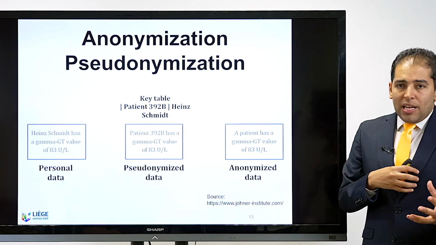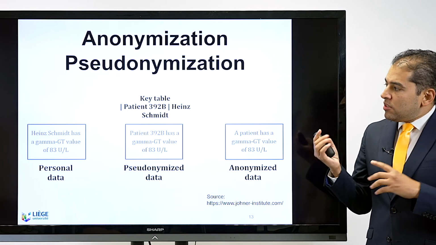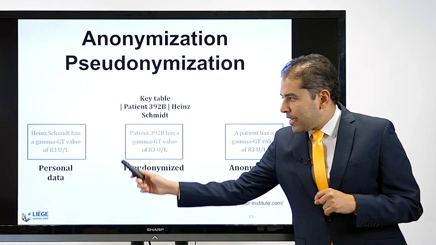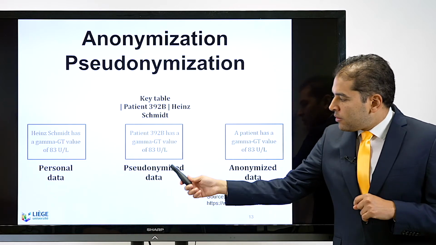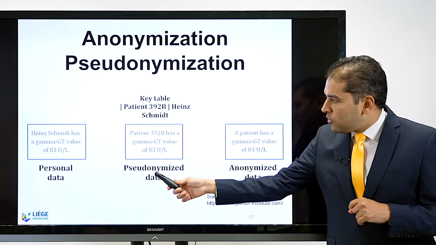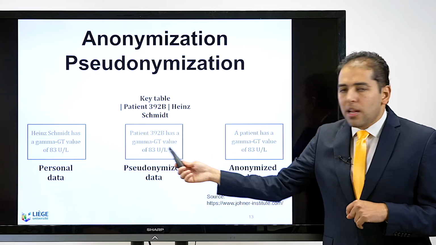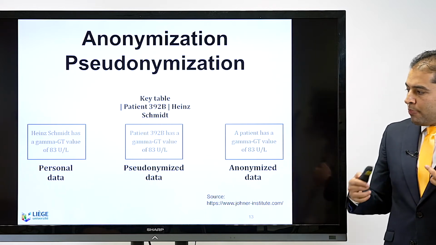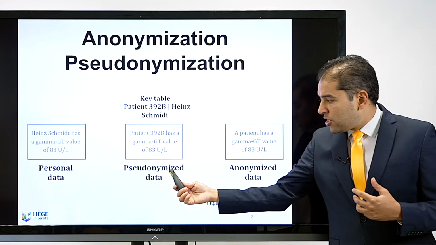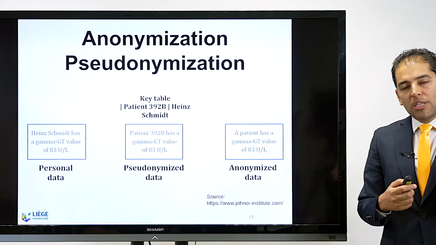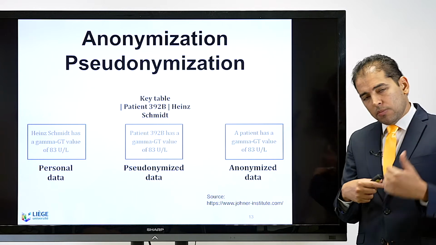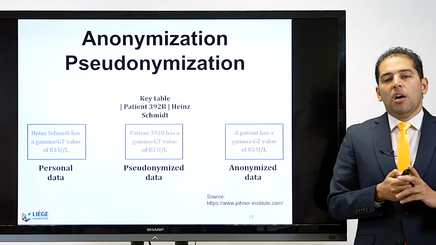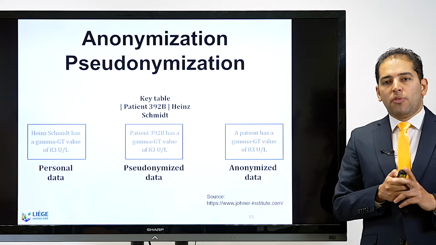Now, when we look at anonymization versus pseudonymization, they are not the same. You can see that on the left side I have personal data: Heinz Schmidt has a gamma GT value of, and then I pseudonymize the same data. I can have patient 392B has the same data. And if I do only anonymization, I say a patient has this value. So between anonymization and pseudonymization, we always recommend pseudonymization, so that we give a number for this patient and then we can use it easily later on. And for sure, the key for this pseudonymization must not be available to anybody.